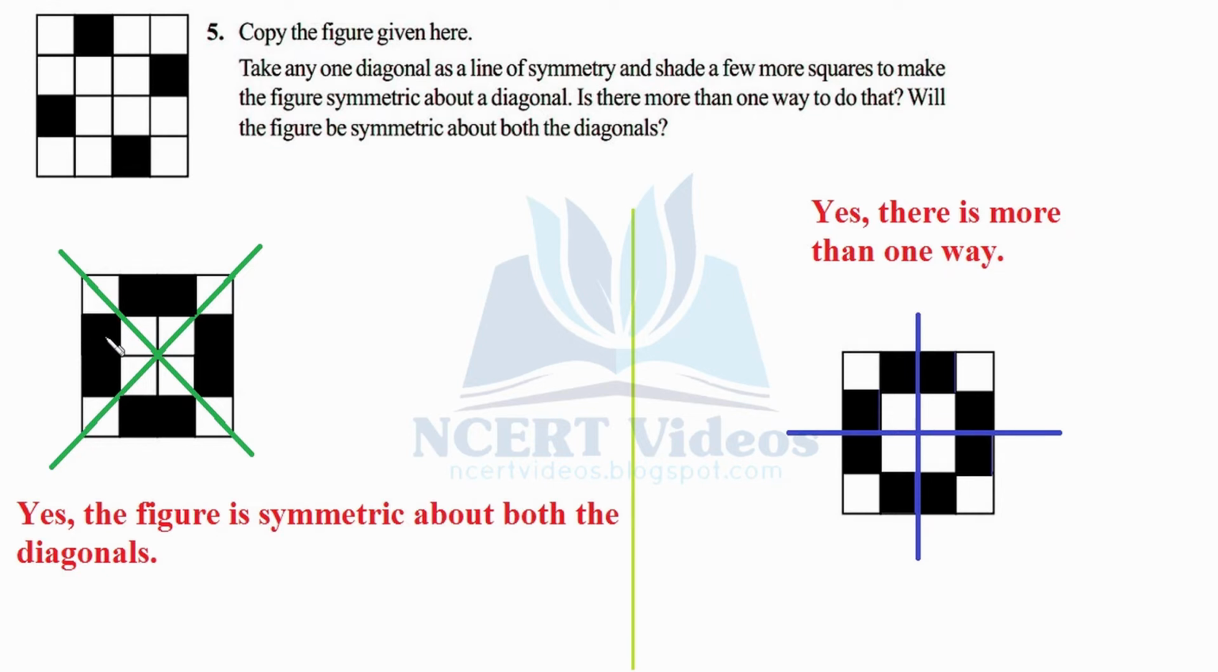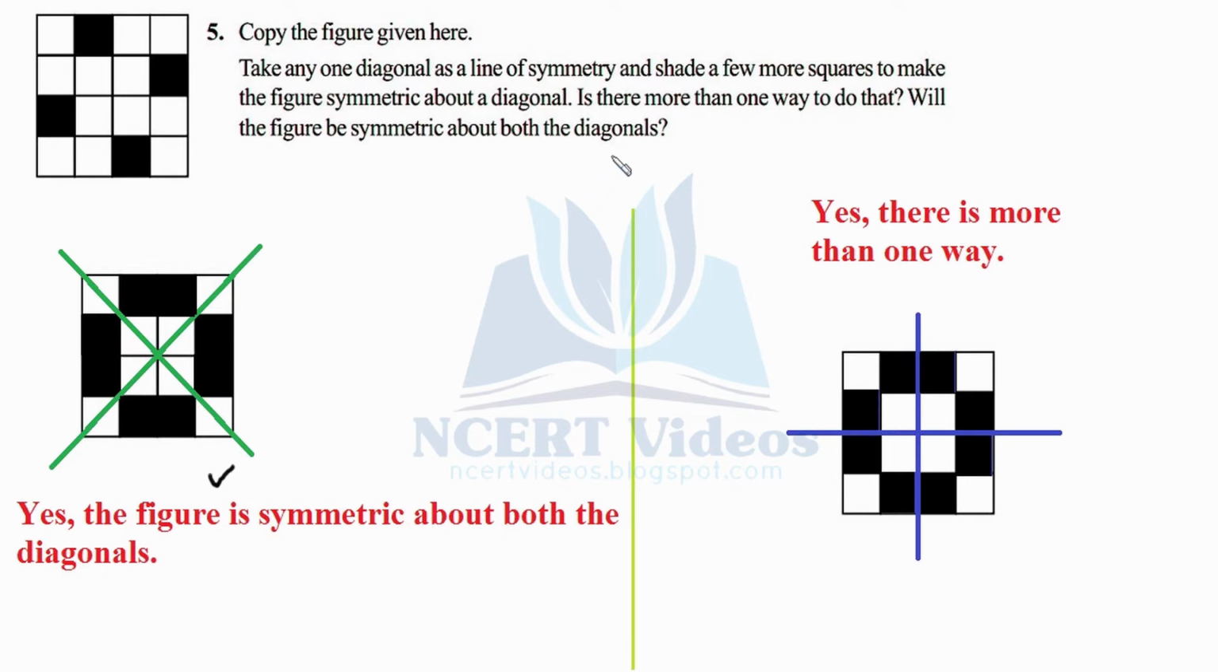Therefore this diagonal makes this figure symmetrical. Again, without changing these boxes that we have already drawn, if we draw this diagonal and just forget this one for the moment, you will be able to see that this figure maintains its symmetric nature. Therefore, yes, the figure is symmetrical about both the diagonals.